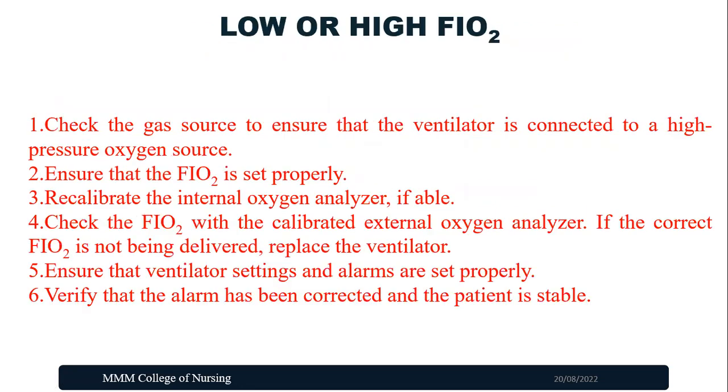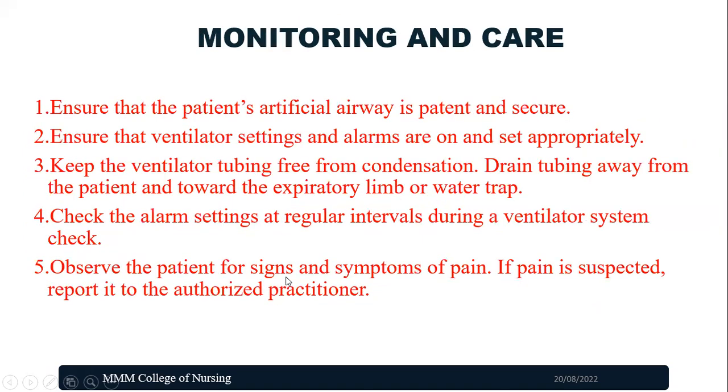Low or high FiO2. Check the gas source to ensure that the ventilator is connected to a high pressure oxygen source. Ensure that FiO2 is set properly. Recalibrate the internal oxygen analyzer if able to do. Check the FiO2 with the calibrated external oxygen analyzer. If the correct FiO2 is not being delivered, replace the ventilator. Ensure that ventilator settings and alarms are set properly and the patient is stable before leaving the area.